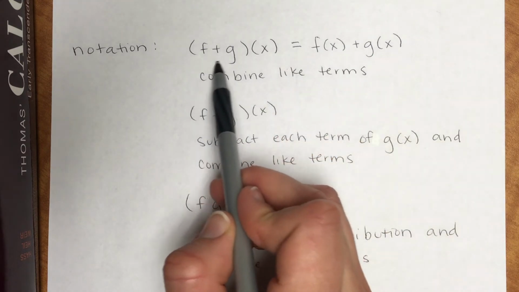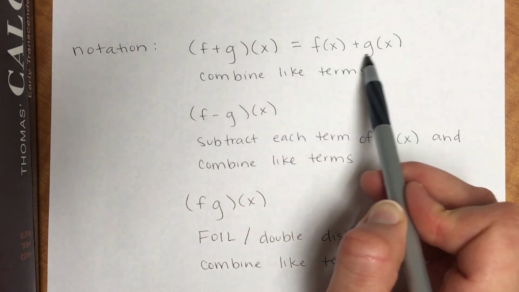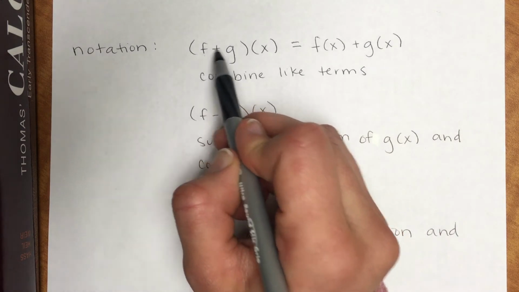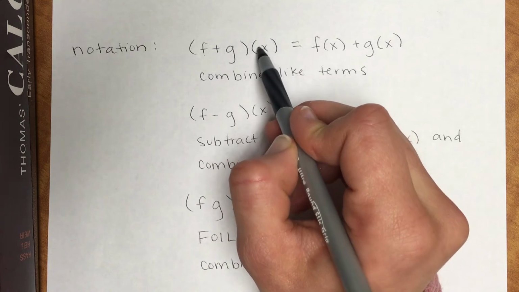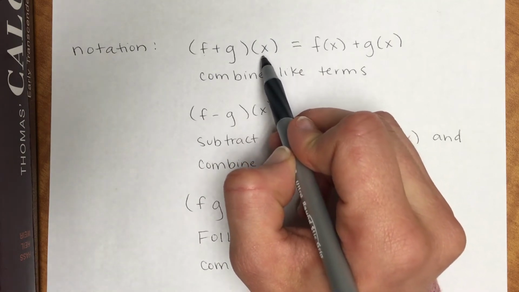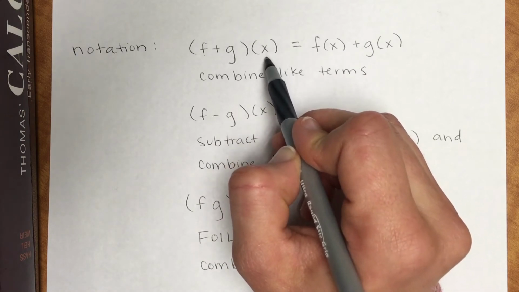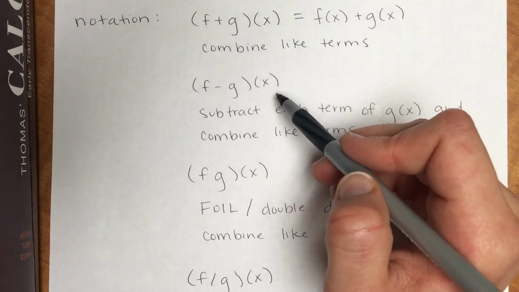This is probably the notation you'll see on tests and in textbooks, but this is also acceptable notation. Make sure you realize this is, I'm taking my f function and adding my g function to it. I'm just going to leave a generic x in the problem. I'm not multiplying by x or doing anything extra. I'm just leaving an x in the problem instead of plugging in a specific number. Okay, so that's adding. Subtracting is similar.